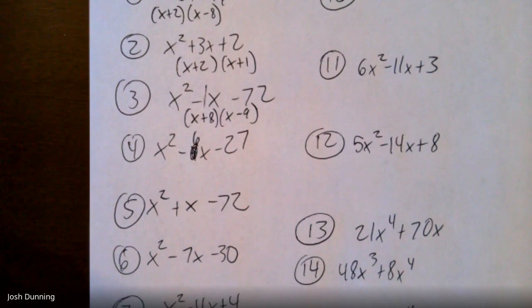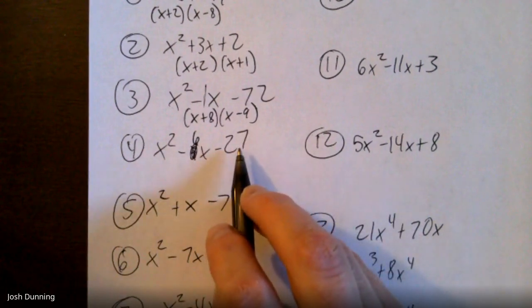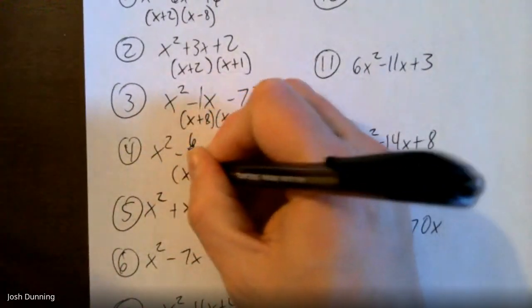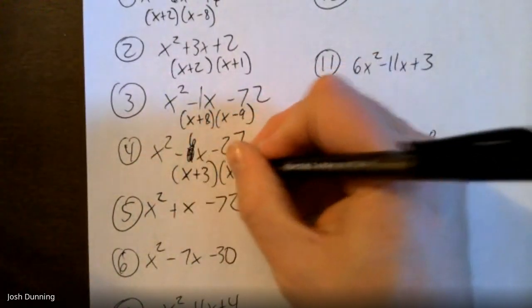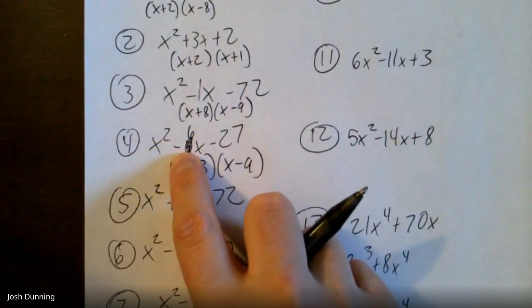All right. Now, again, just be careful with your signs. 9 times 3 is 27. You want 3 minus 9 to give you the negative 6.